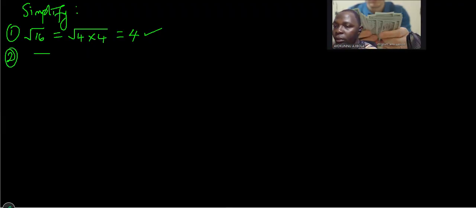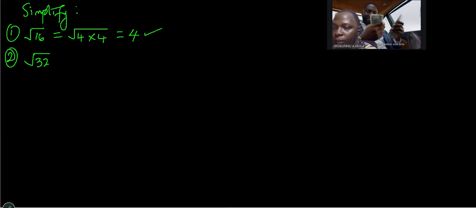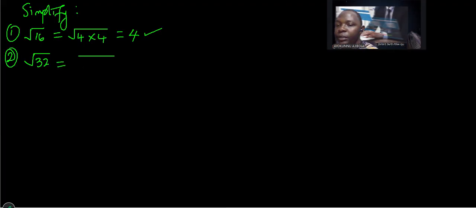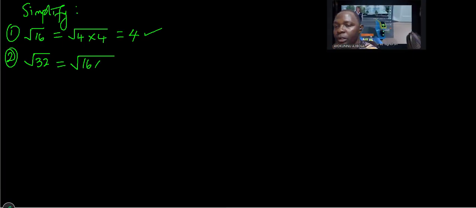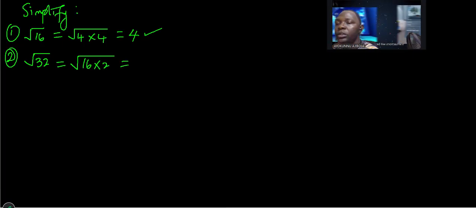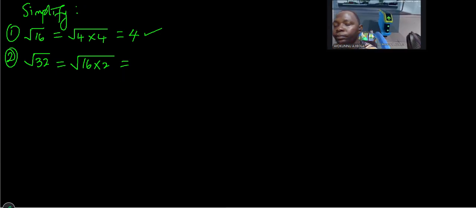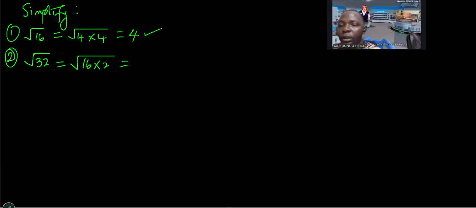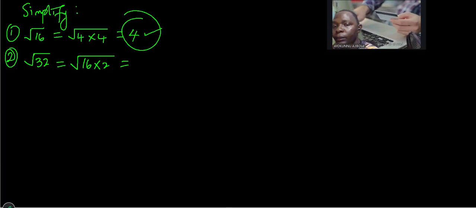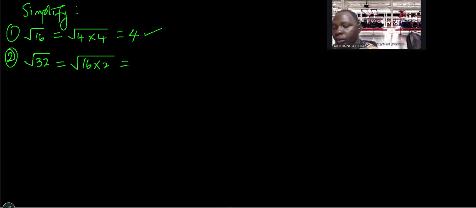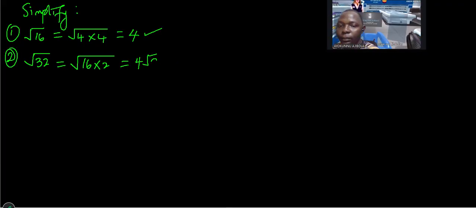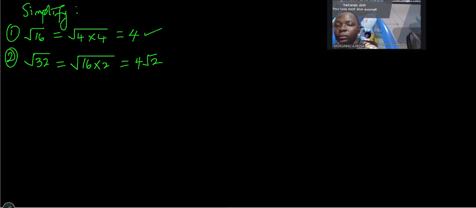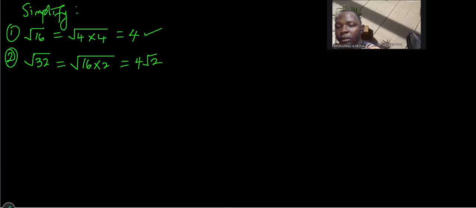If we have the second one, like root 32, we look for a perfect square in 32, which is 16 times 2. Since root 16 is 4, we could say plus or minus 4, but it doesn't matter for now. So we use the principal root. So here we have 4 root 2. Is that clear?